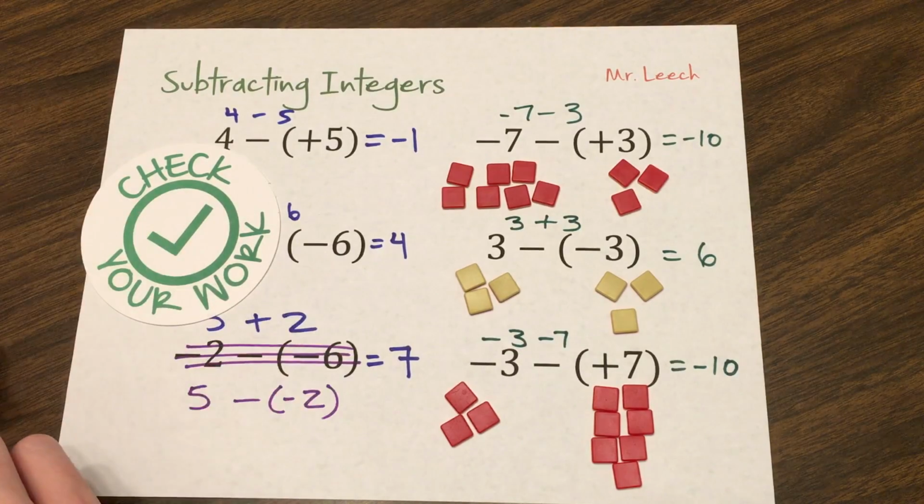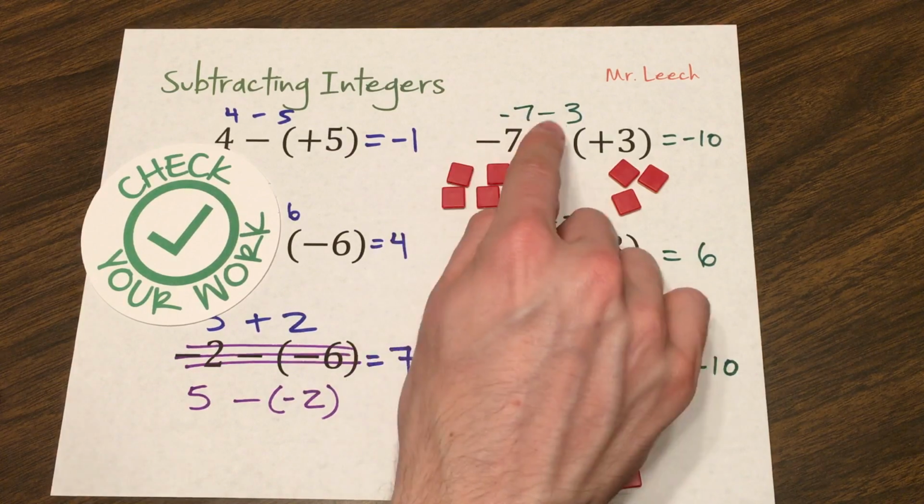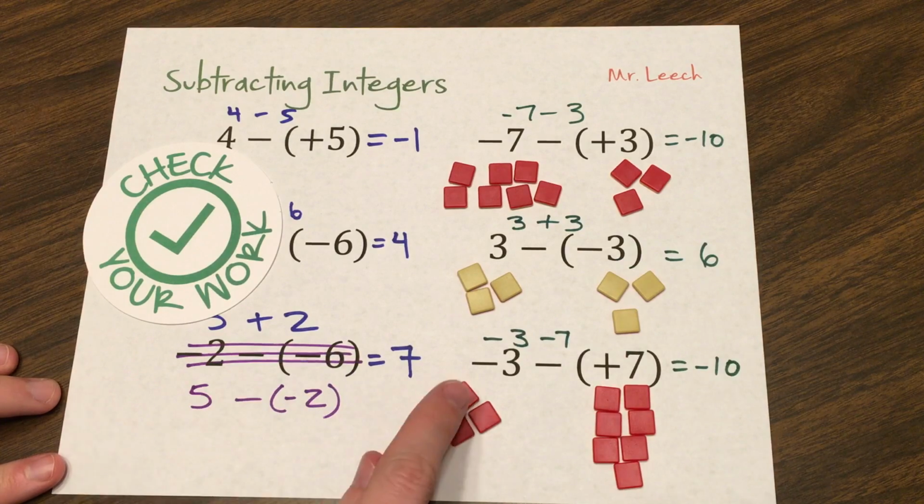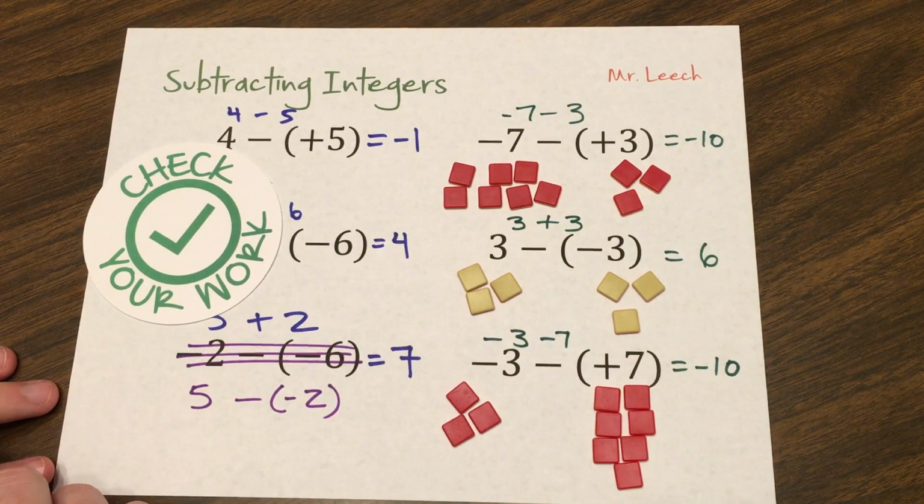So now let's check our work. We should end up with a -7 minus 3, which is a -10. 3 plus 3, which is 6. Negative 3 minus 7, which is negative 10.